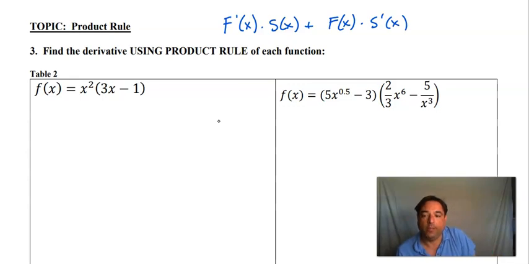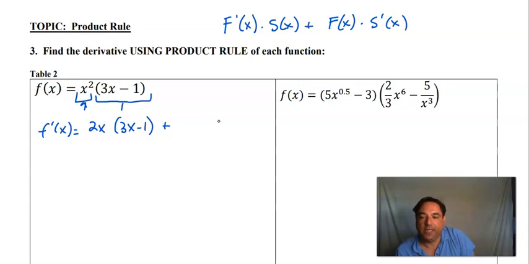So we're going to go one by one. So we have two things being multiplied, x squared times 3x minus 1. So when I take the derivative using product rule, derivative of the first one, 2x, leave the second one alone, plus now derivative of the second one. The derivative of 3x is 3, the derivative of negative 1 is 0, times the original second one. So when we clean that up, that's the derivative.